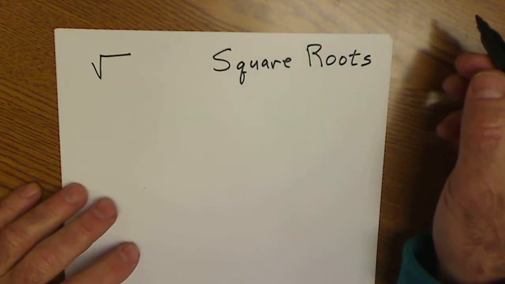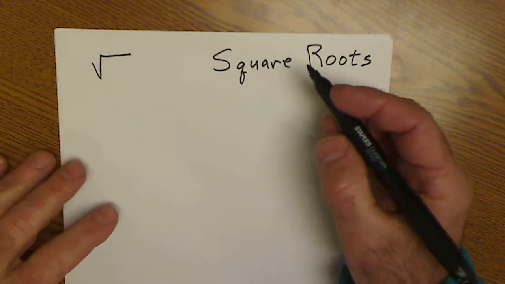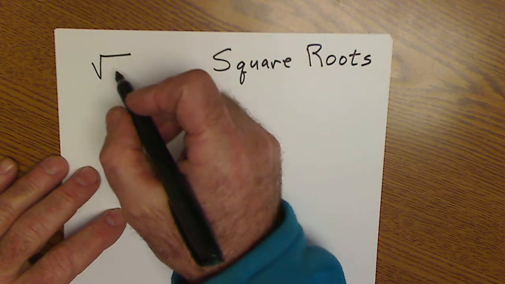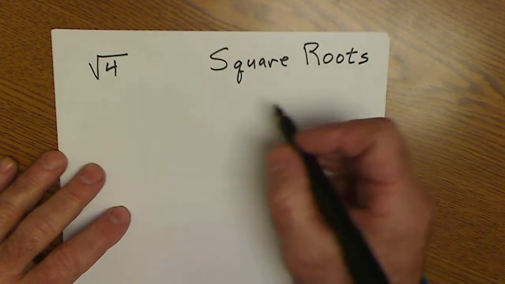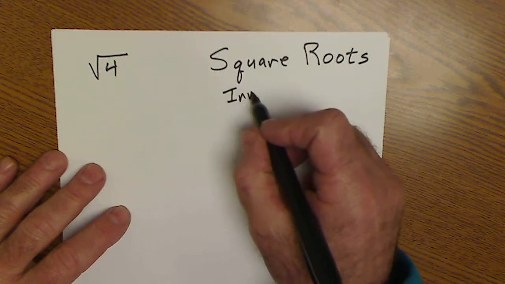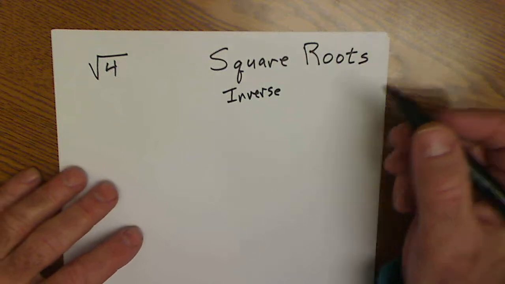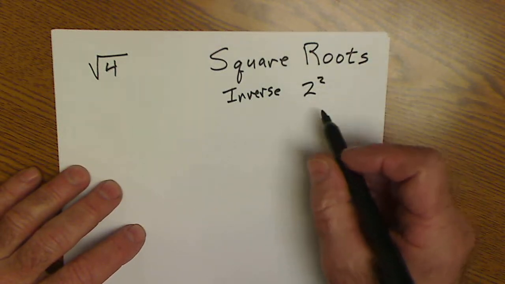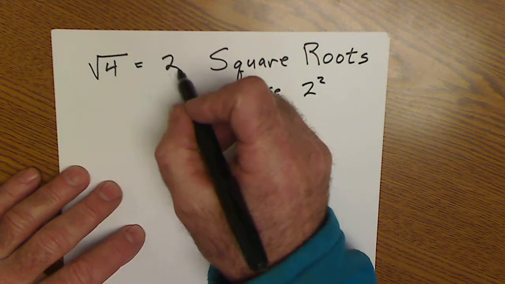Hey, Jonathan here. I want to do a quick overview of square roots: adding, multiplying, subtracting, dividing square roots. I guess the first thing to note is really what a square root is. A square root is the inverse function of a square. Just like division is the inverse function of multiplication, this is the inverse function of a square. So 2 squared is equal to 4, and the square root of 4 is equal to 2.